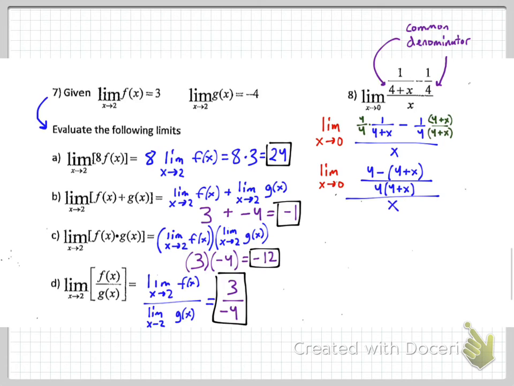Now, for this, we need to do 4 minus 4. You notice I got a negative x in the numerator because this minus here needs to be distributed to both of them. That is a common mistake.